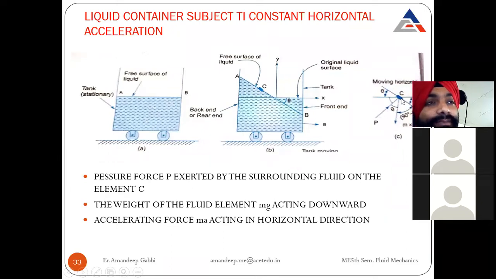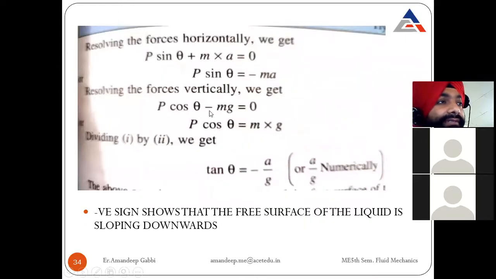This P is acting in the upward direction. There will be two components, P cos theta, and again it is in the upward direction. Now mg, P cos theta minus mg is equal to 0. They are in opposite directions.